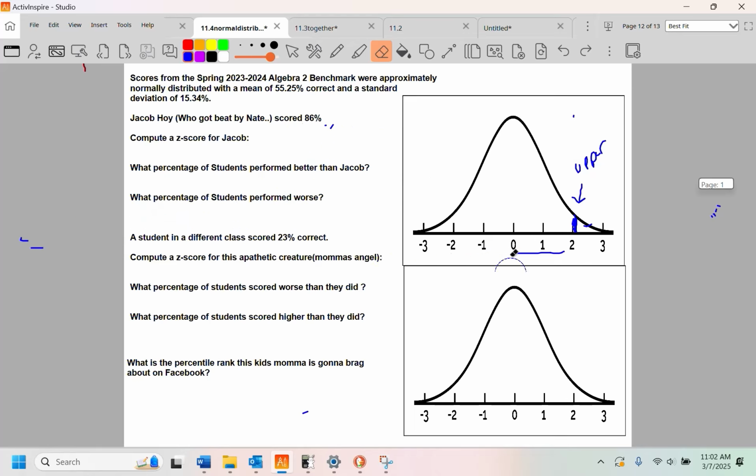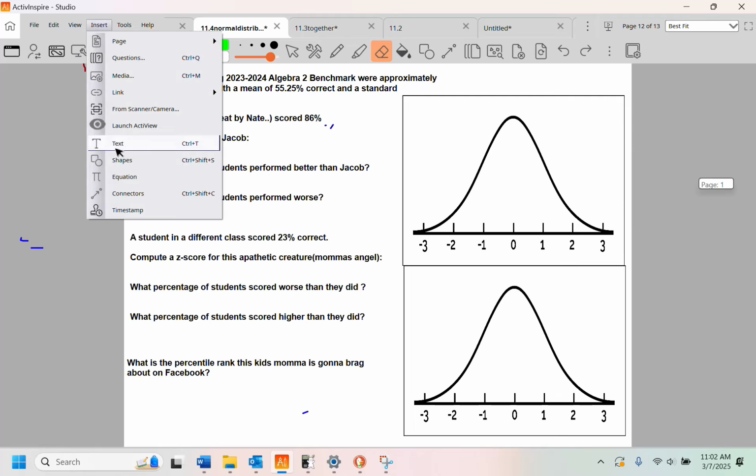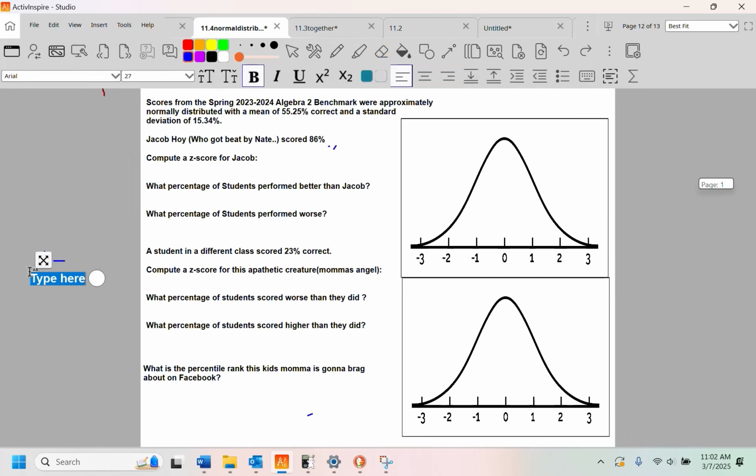But, and this is worth talking about, if the mean and standard deviation are given, I do not need to convert to a z-score. So I am going to compute this guy's z-score, but I don't actually need to.